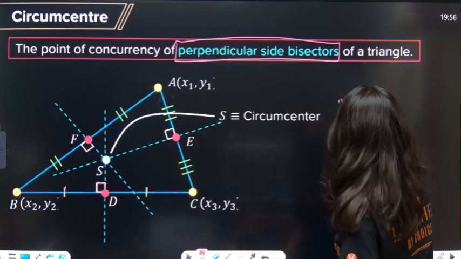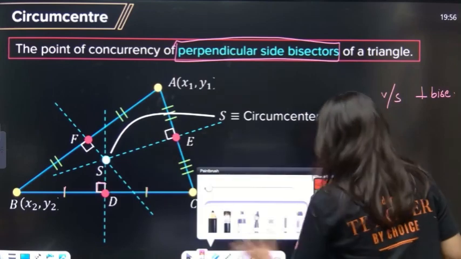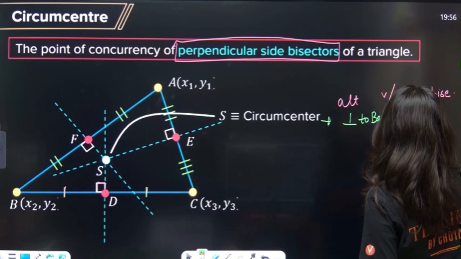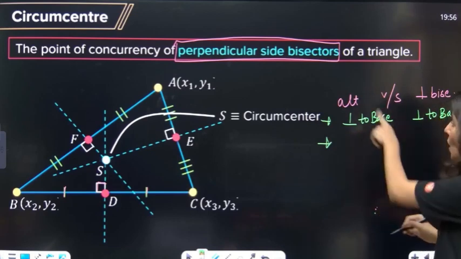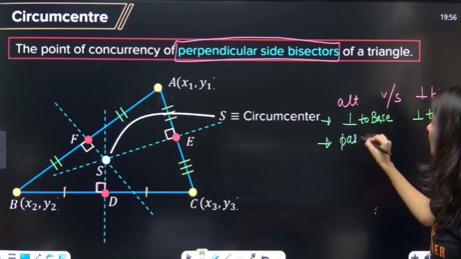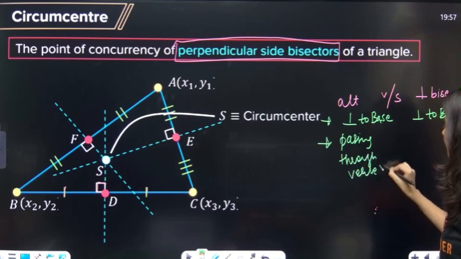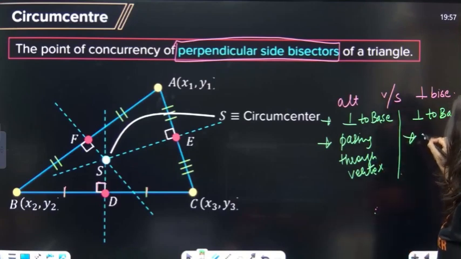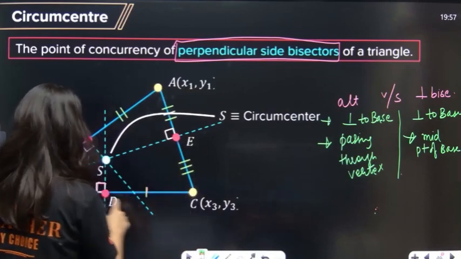So altitude versus perpendicular bisector. Both are perpendicular to the base. Both have this similarity. But the altitude is passing through the vertex, and the perpendicular bisector is passing through the midpoint of the base. Everybody clear? Okay. So now this is your base, this is your midpoint.